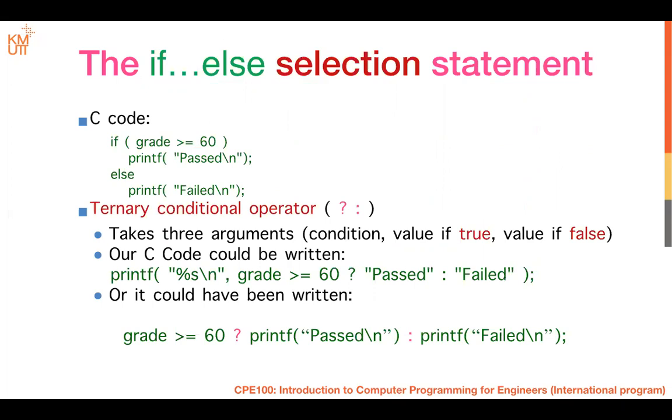Okay, for the previous example of the pseudocode of the if-else statement, it can be converted into the C code like this, right? If grade is greater than or equal to 60, then printf passed, else printf fails. Okay, so this is the easiest way to write a program if else here.